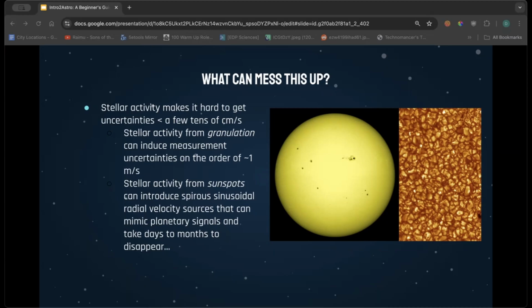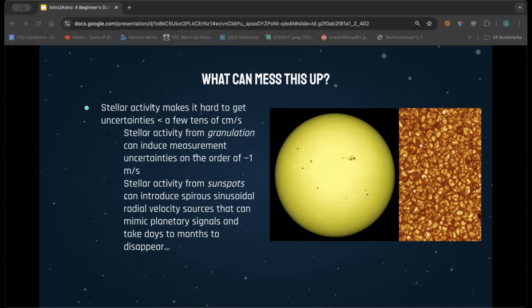But you might notice that if it's bringing stuff up to the surface of the star, that's towards you, and if it's bringing stuff away from the surface of the star, that's away from you. And so that will mess up your measurements, because while the planet is trying to induce its own signal and cause everything that's emitting light in the star to move towards or away from you, everything in the star is moving towards or away from you on its own. And so this can induce variability on your measurements on the order of like 1 meter per second, which is about the uncertainty that we're hitting right now.